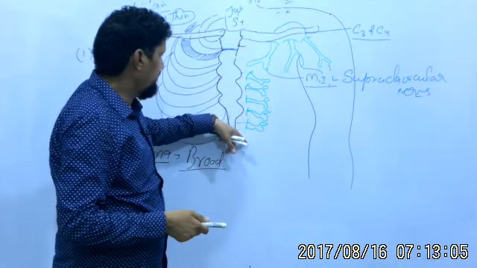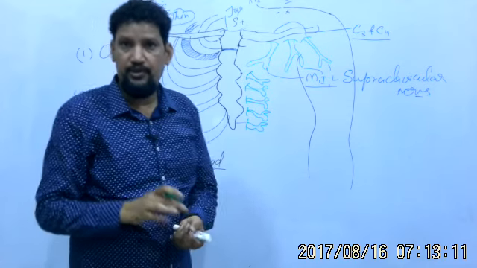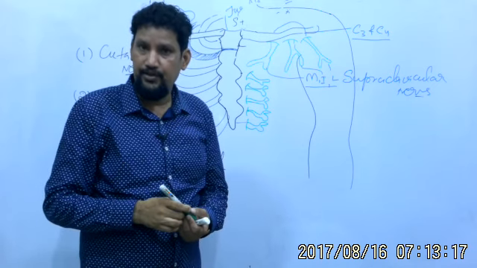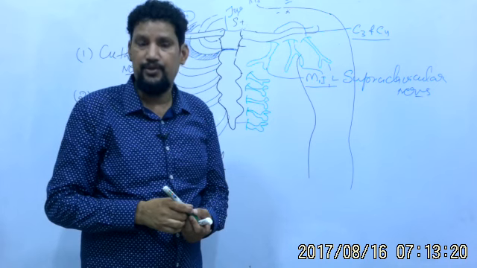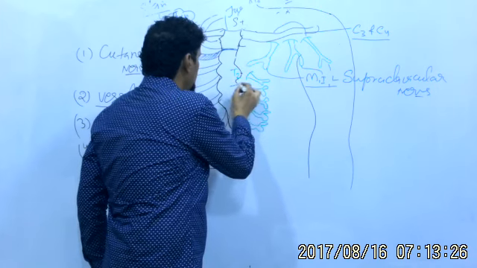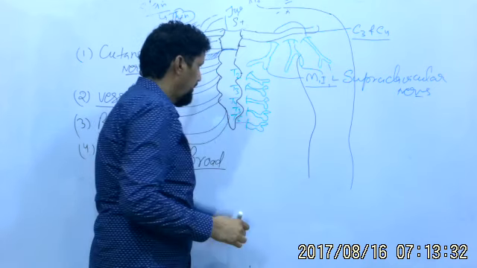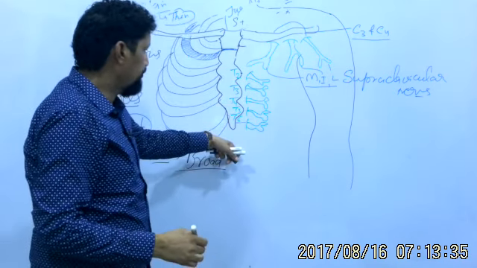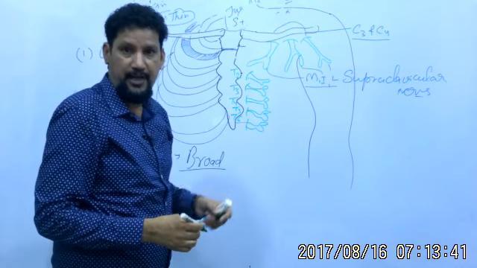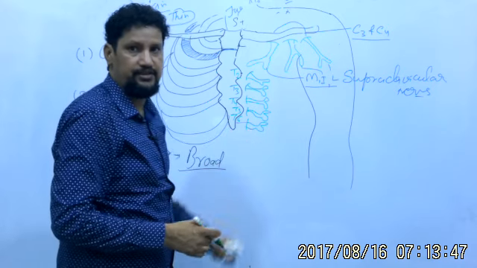These are the anterior cutaneous nerves, taking origin from the ventral rami or anterior primary rami of T2, T3, T4, T5 and T6. These are the anterior cutaneous branches derived from the anterior primary rami of T2, T3, T4, T5 and T6.